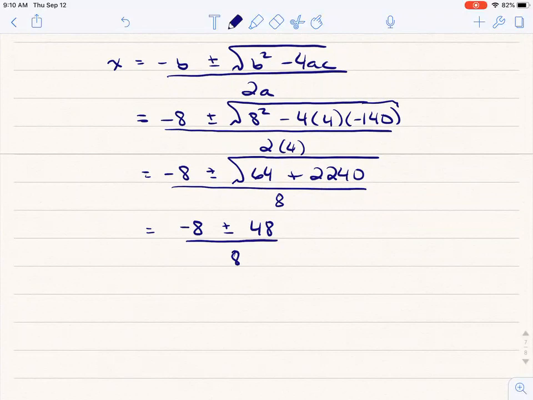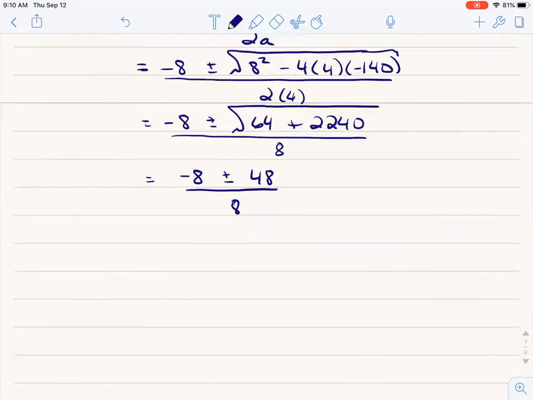You could simplify here, right? Because 8 is divisible by 8 and 48 is divisible by 8. But why though? You can absolutely, it just doesn't really save you any steps. So maybe one total. Not worth it.